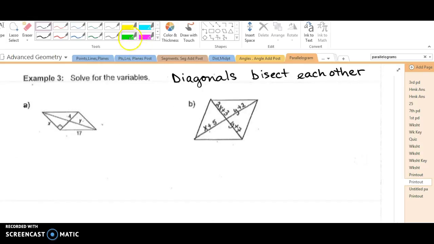Alright, in example 3, we're going to focus on the property of a parallelogram that the diagonals bisect each other. And you recall, bisecting each other means they cut each other into equal pieces. So for example, if this is 4, then this is 4. And if this is y on that piece of a diagonal, then that's y here.